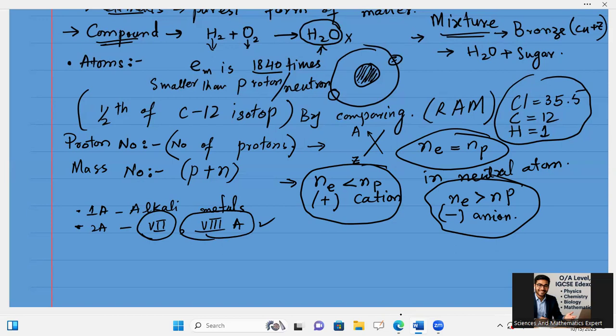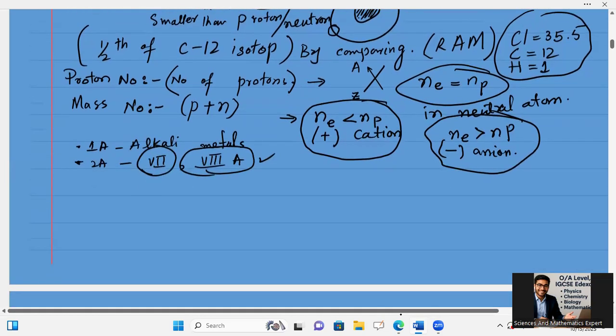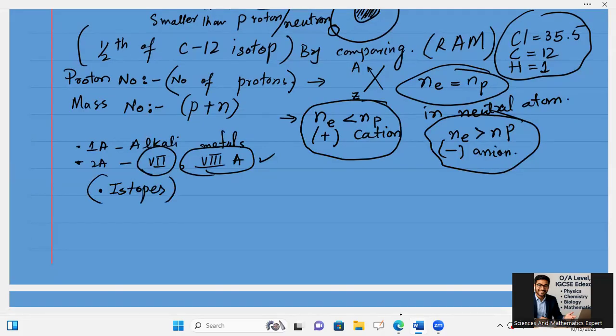After that, we have the concept of isotopes. Isotopes are atoms of an element which have the same atomic number but different atomic mass. For example, hydrogen has three isotopes: hydrogen-1, hydrogen-2, hydrogen-3, named protium, deuterium, and tritium. For chlorine, there are two isotopes, chlorine-35 and chlorine-37. And relative atomic mass can be calculated.